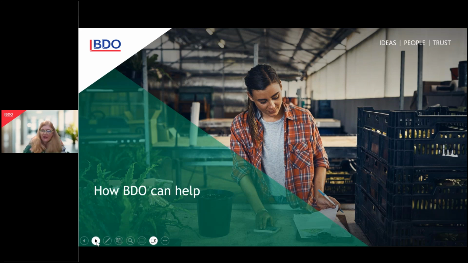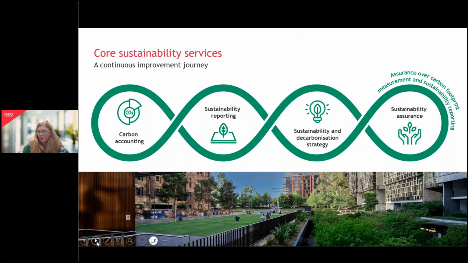So how BDO can help, as you know, we do a lot of work around carbon accounting, so we can help you to measure your carbon footprint. We can help you with sustainability reporting, whether it's voluntary or mandatory. We can help you with sustainability strategy, including decarbonisation strategy, and we can help you with sustainability assurance over your carbon footprint, your climate disclosures.